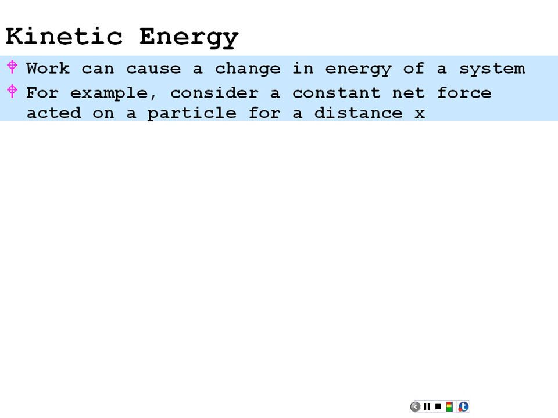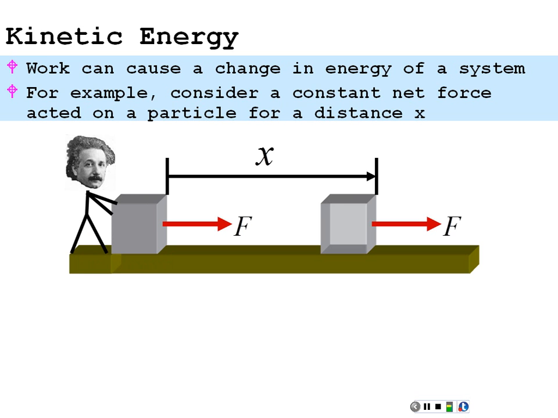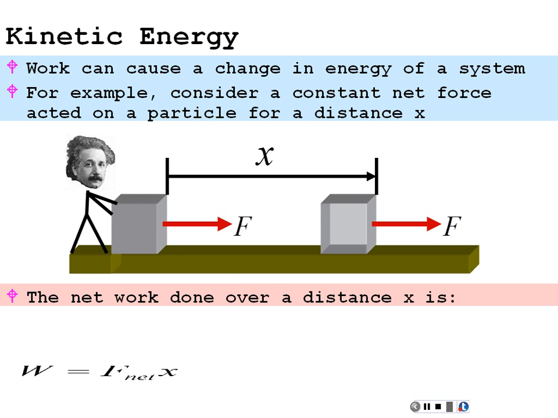For example, consider a constant net force on a particle for a distance x. What we're going to say is that the force that you are exerting on this block is the net force. So we're going to say there's no friction, no other forces. This is your net force, and we're going to exert this force for some distance x. So the work done would be equal to that force times that displacement, that distance x in this case. It's your net force. It's the only force.